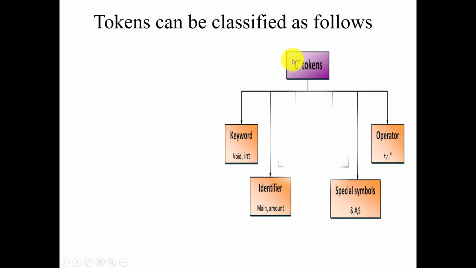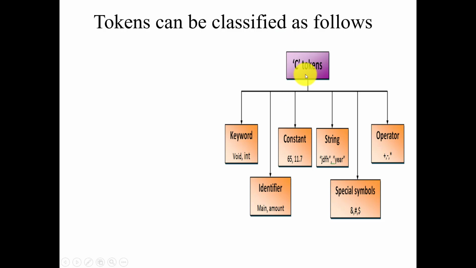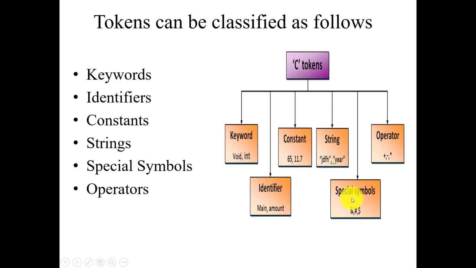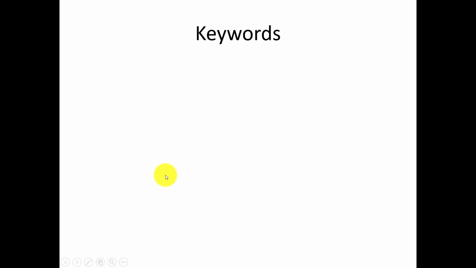Now tokens can be classified as follows. C tokens can be classified into 6 types. The first is keyword, the second is identifier, then constant, string, special symbols and operators. These are the 6 types. Now let's understand one by one what is keyword, identifier, constant, string, special symbols and operator.